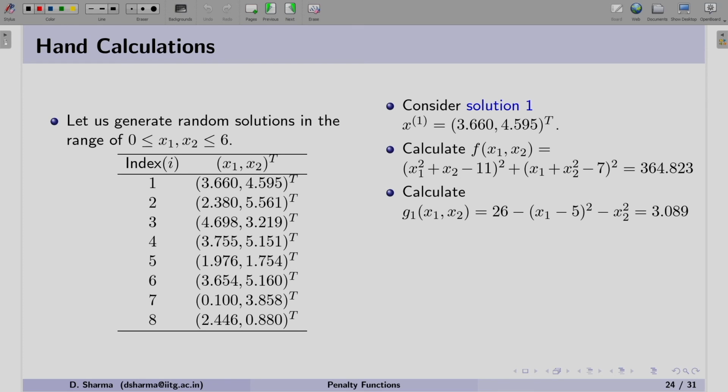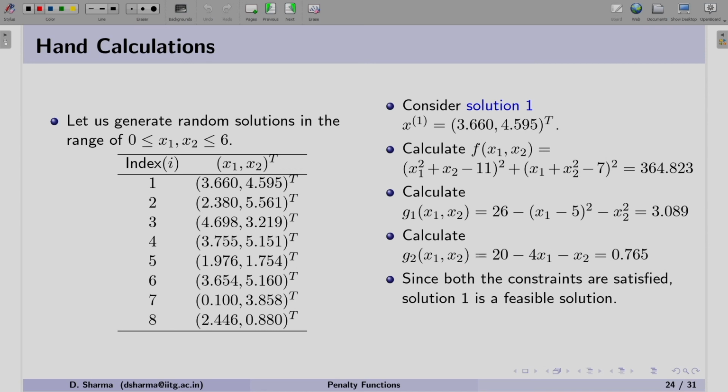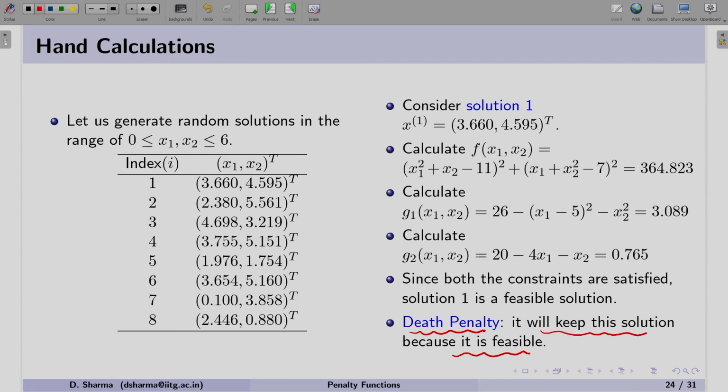Why? Because we want to know which one is feasible or infeasible. In G1 we again put the values, and we get +3.089. Similarly, if we put the values of x1 and x2 of solution 1 into G2, we get 0.765. As we can see, both are greater than 0. So, we can say that solution 1 is a feasible solution because both the constraints are satisfied. If we take the death penalty right now, we will keep this solution because it is feasible.